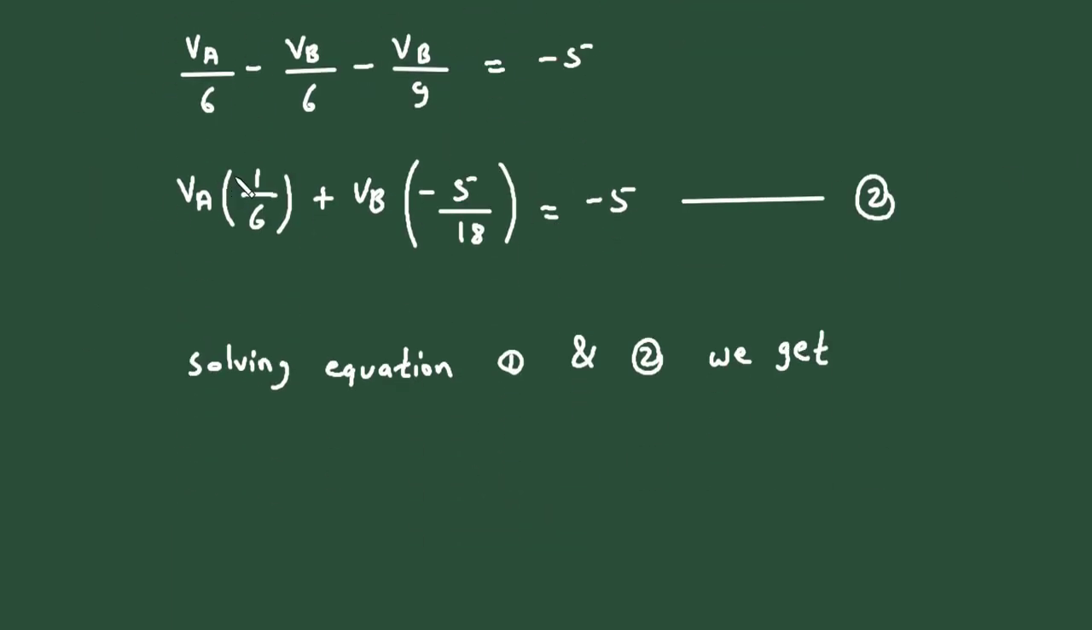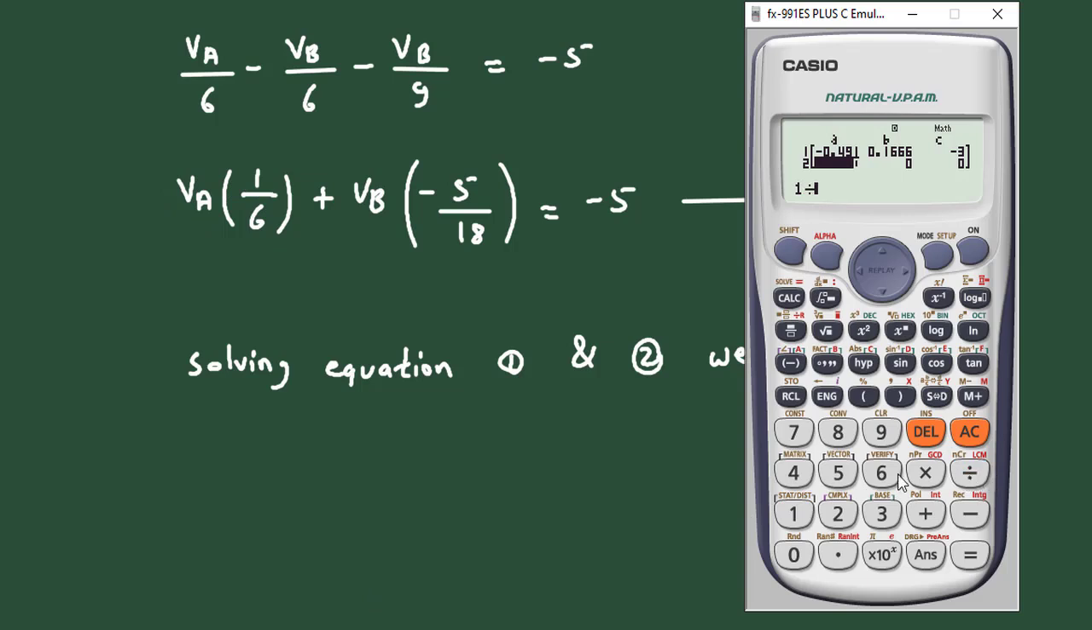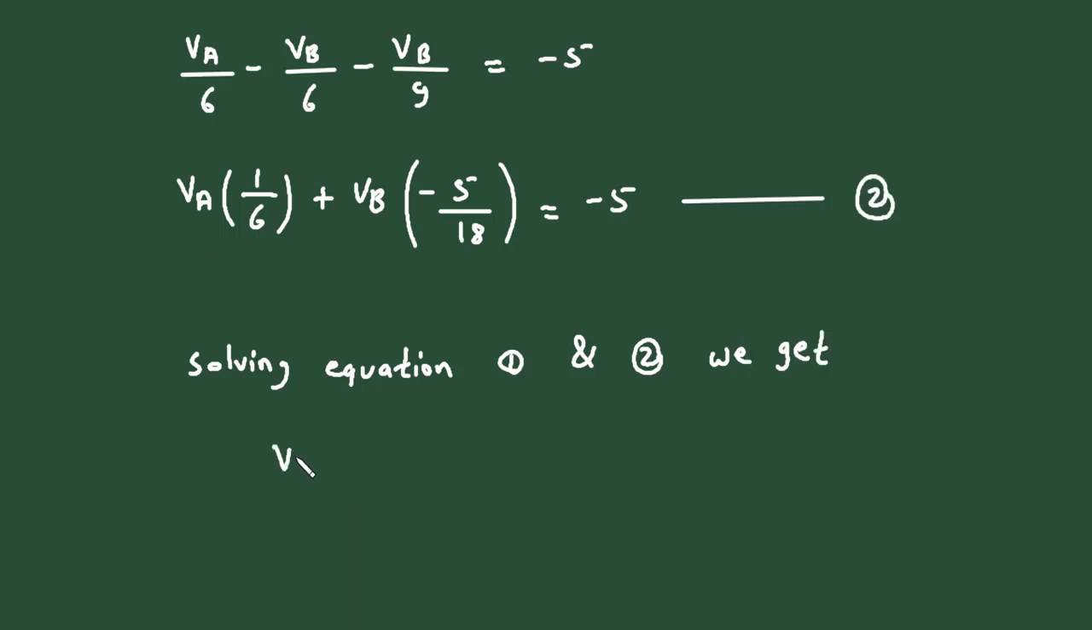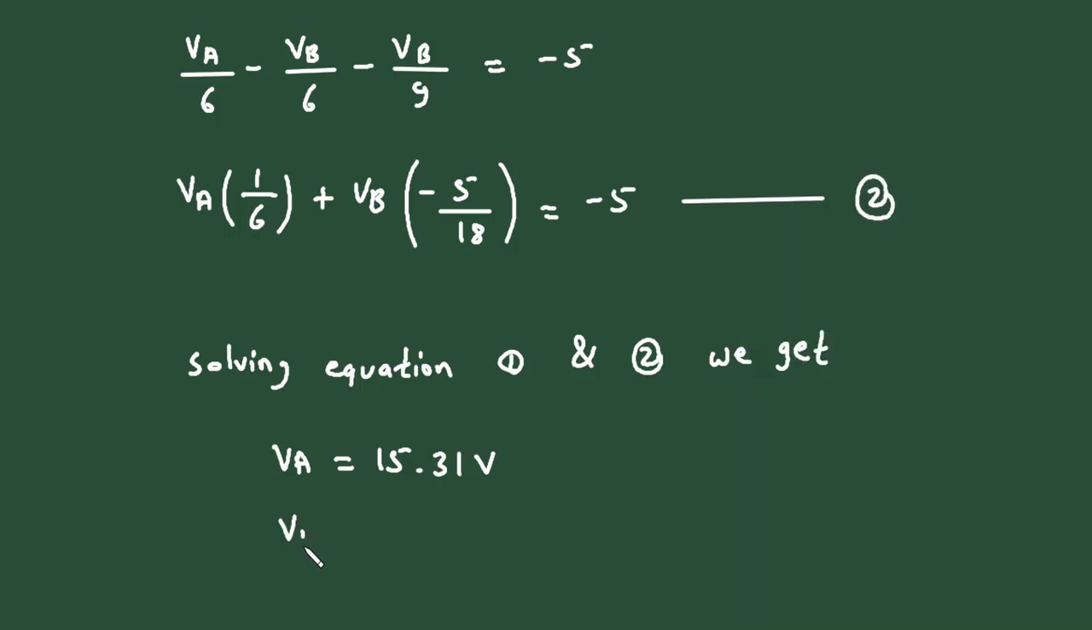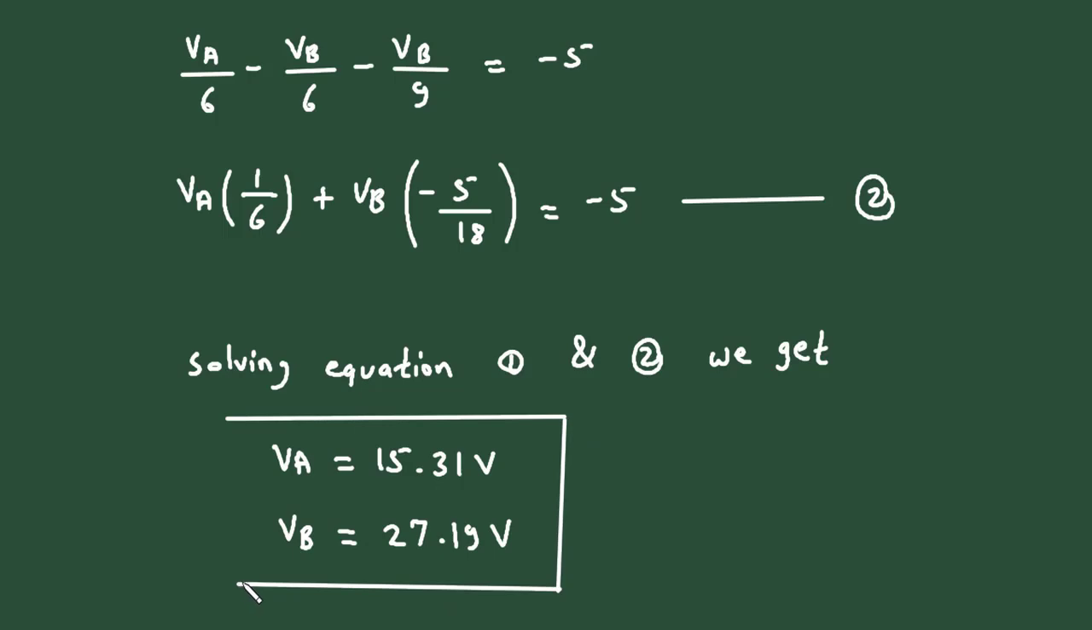Then from equation 2, this will be 1 by 6 minus 5 by 18, then minus 5. So therefore VA is equal to 15.31 volt, and VB is equal to 27.19 volt. So this is the value of VA and VB.